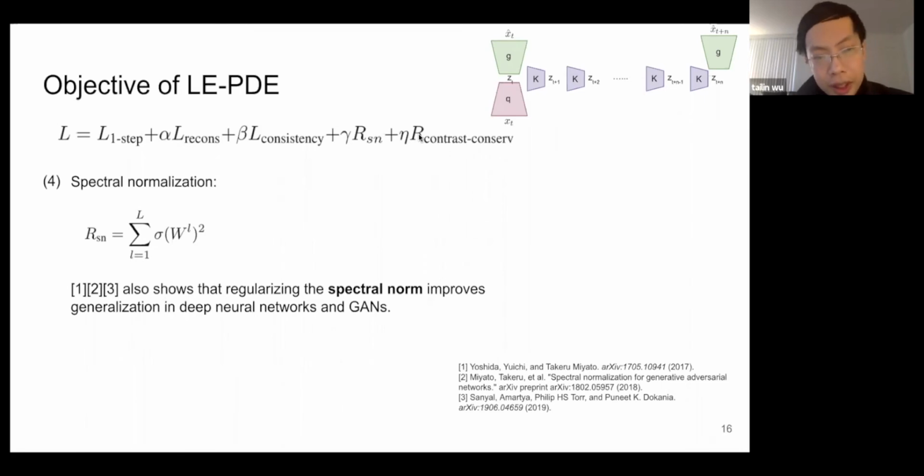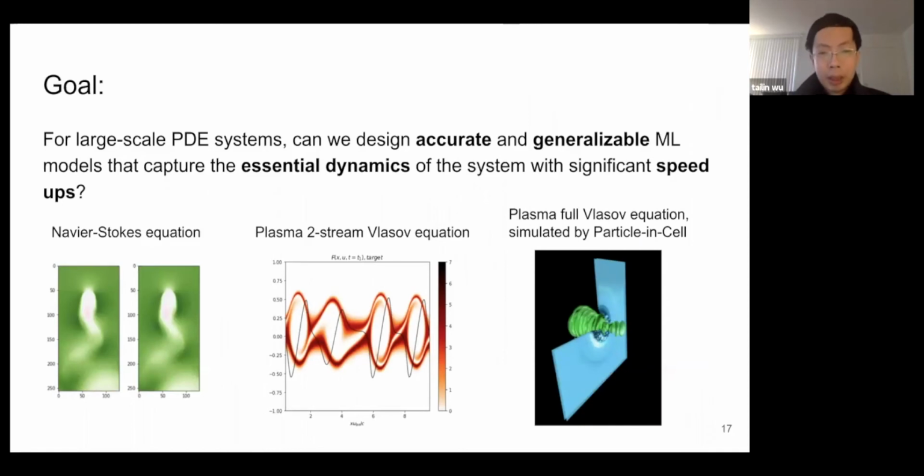After introducing this objective, now we want to apply it to different systems and test whether our objective and framework can learn these dynamics faithfully and achieve some speed up. The systems we investigate are the following. Firstly, we will investigate the Navier-Stokes equation because it is a generic benchmark that is evaluated by different works, and also it is relatively simple. Secondly, we will ramp up the difficulty and evaluate it on the plasma two-stream Vlasov equation.